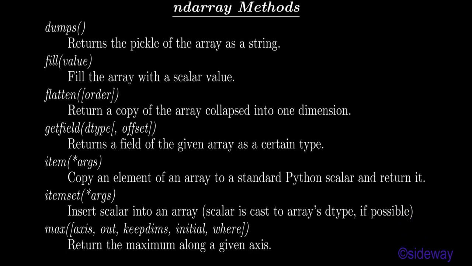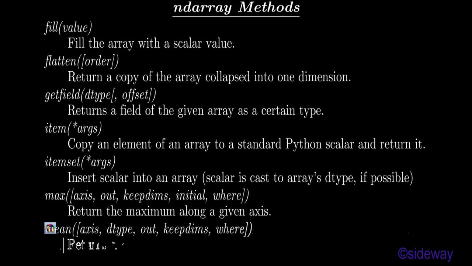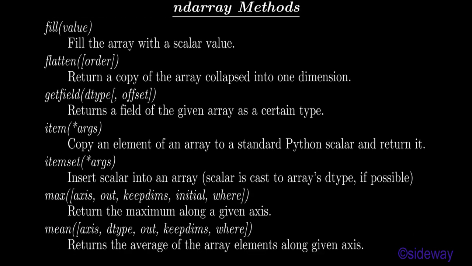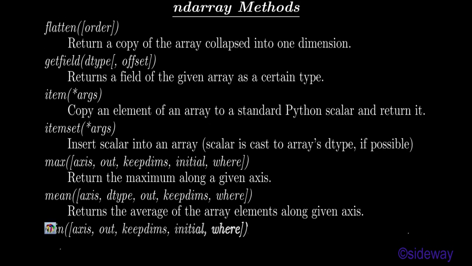max(axis, out, keepdims, initial, where): Return the maximum along a given axis. mean(axis, dtype, out, keepdims, where): Returns the average of the array elements along given axis. min(axis, out, keepdims, initial, where): Return the minimum along a given axis.